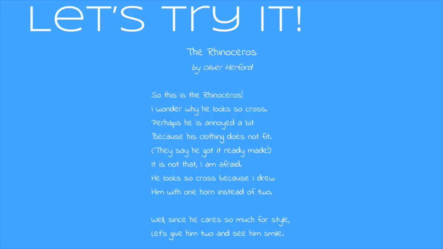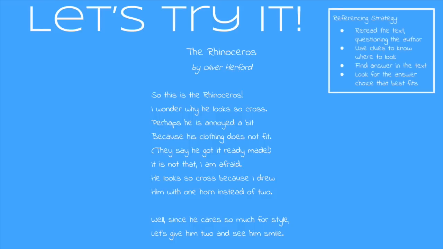The Rhinoceros by Oliver Herford. So this is the rhinoceros. I wonder why he looks so cross. Perhaps he is annoyed a bit because his clothing does not fit. They say he got it ready-made. It is not that, I am afraid. He looks so cross because I drew him with one horn instead of two. Well, since he cares so much for style, let's give him two and see him smile.